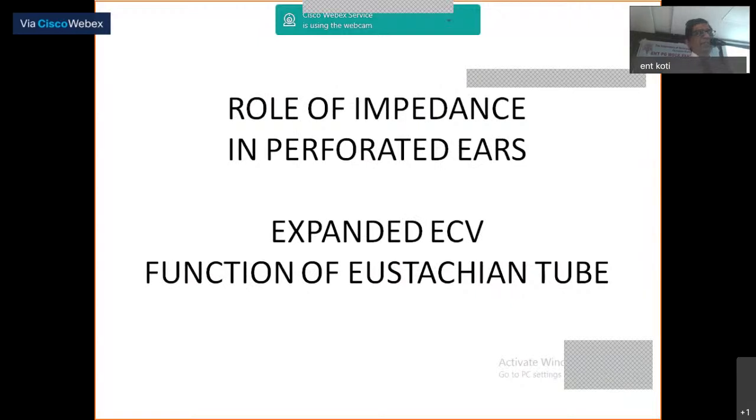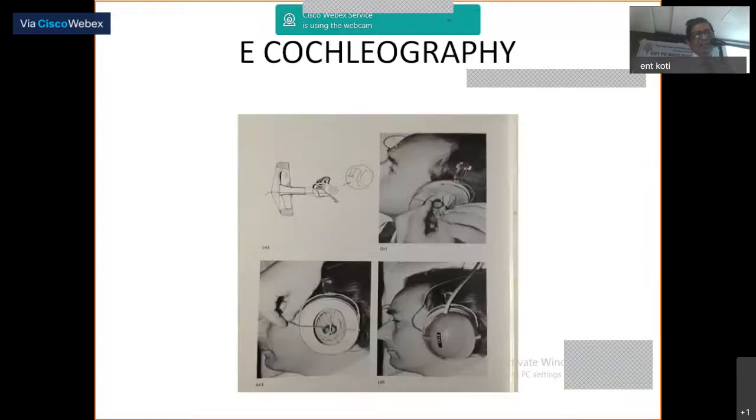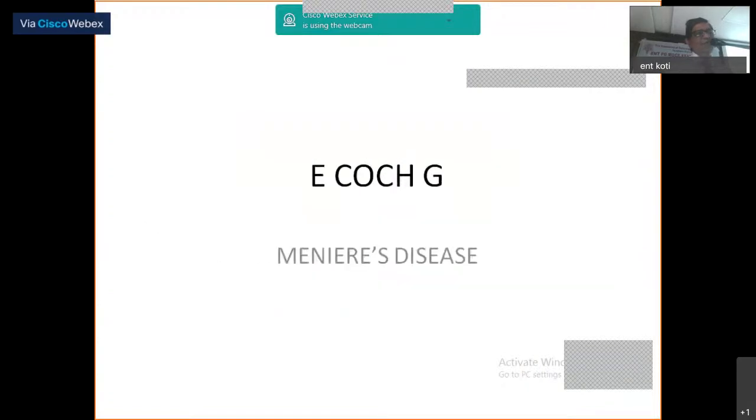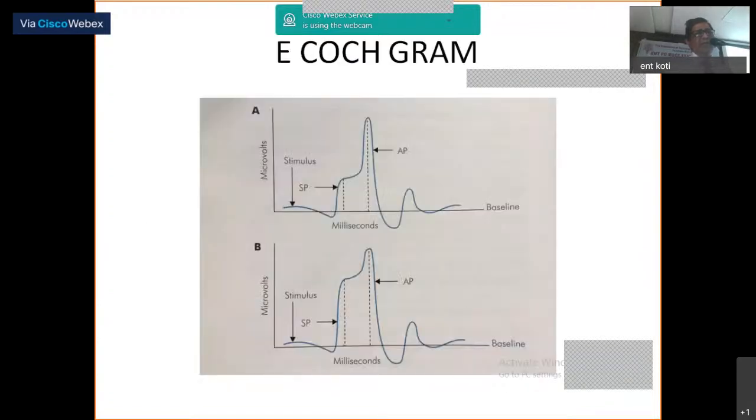Can we do an impedance test here? Yes. This is how the needle is inserted through the tympanic membrane to touch over the promontory to get the recordings. Then we will get cochlear microphonics, compound action potential, summation potential. When it is done, mainly nowadays for Meniere's disease, we will get a recording like this. In B, you can see that the summation potential is more than 30% of the action potential, which is diagnostic of Meniere's disease.